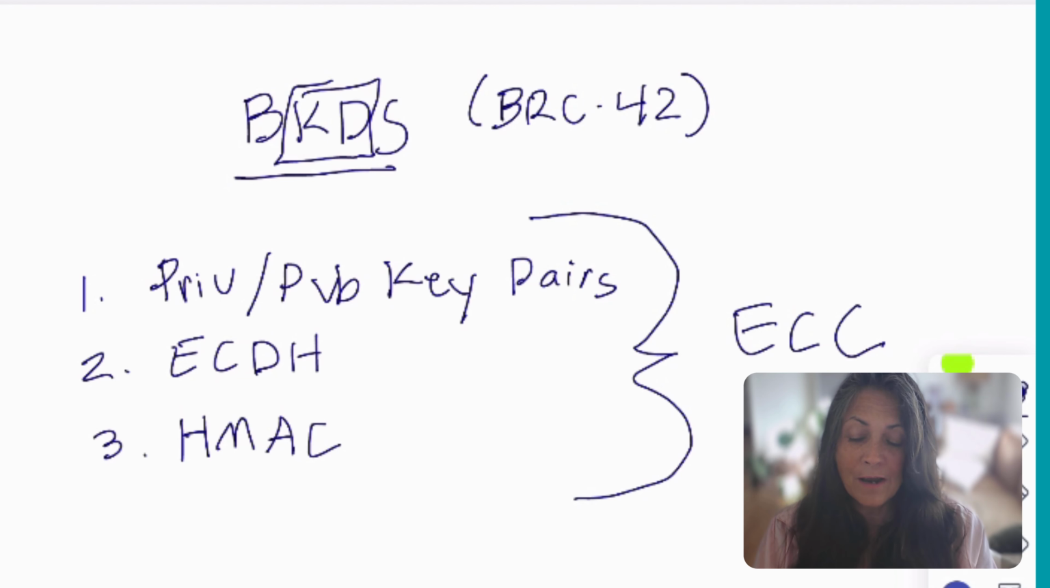So private public key pairs. You need that before you even start key derivation. How you derive that is very important, but it's not the subject of this video.